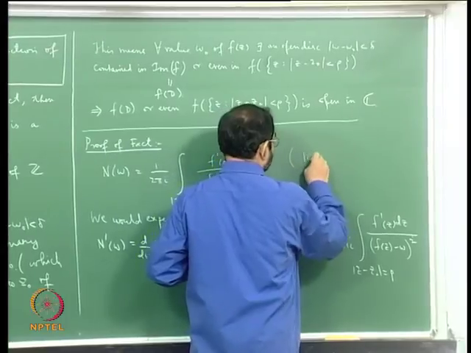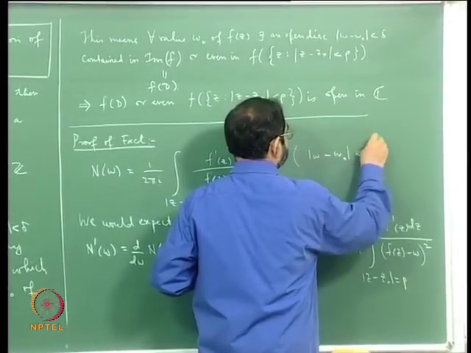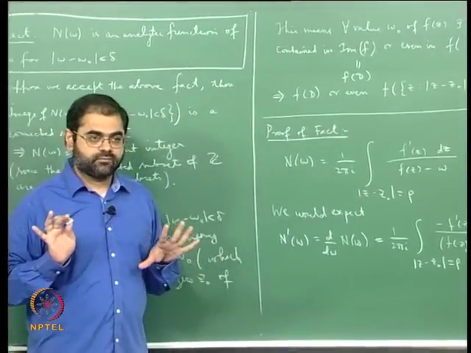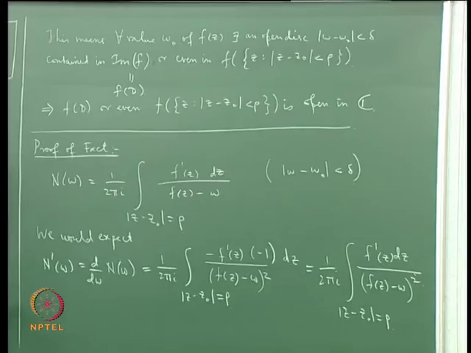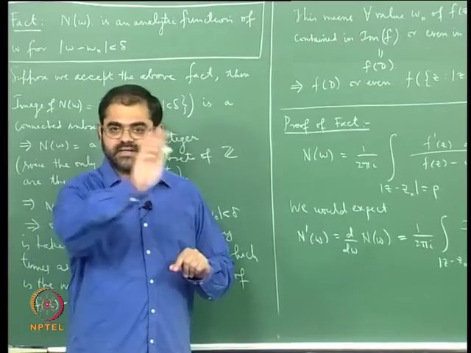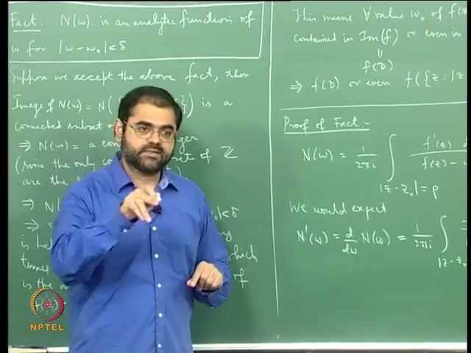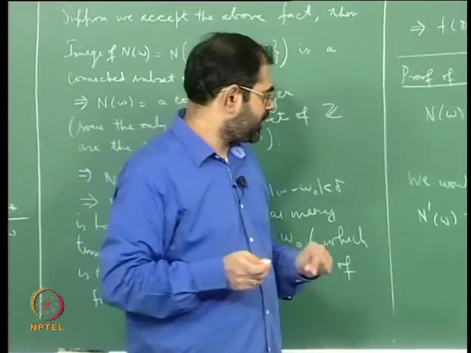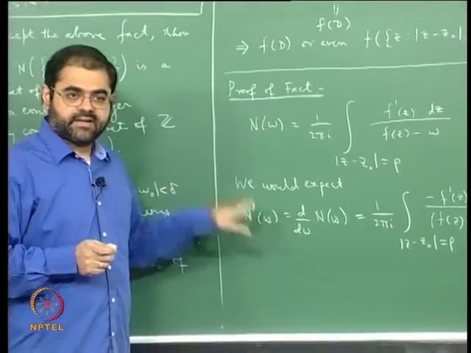All this is happening with mod w minus w naught strictly less than delta, and that is the disk on which your w is varying. So if you can prove this, then you have proved N of w is differentiable everywhere in that disk, but that means it is analytic, because analytic means differentiable not just at a point but differentiable everywhere in a disk surrounding the point. This is what you would expect and this is correct.